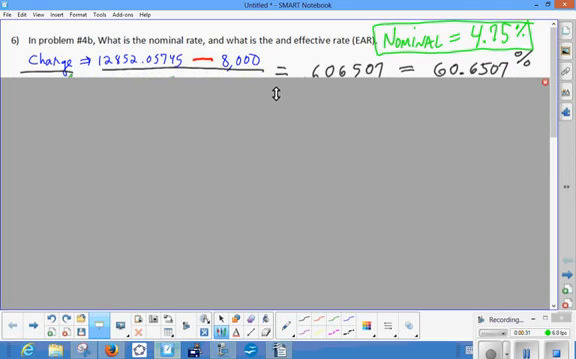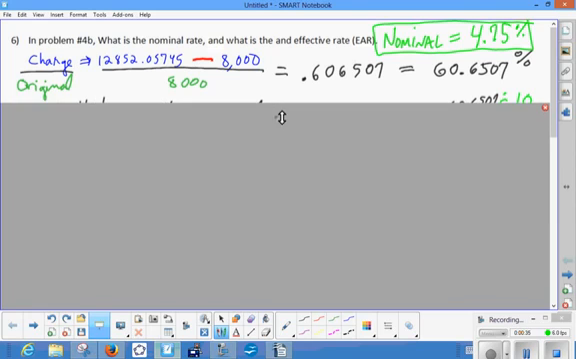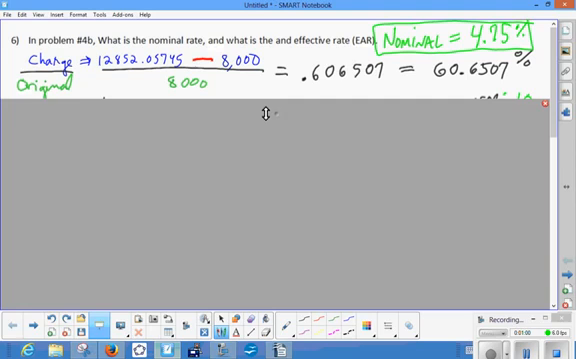So that's a change of whatever it is. I didn't calculate it. I didn't show it here. That subtraction in blue is the change. Divide by the original. We started at $8,000. The answer to that quotient is 0.606507. Converted to a percent by moving the decimal 2 places to the right, this money grew by 60.6507%.